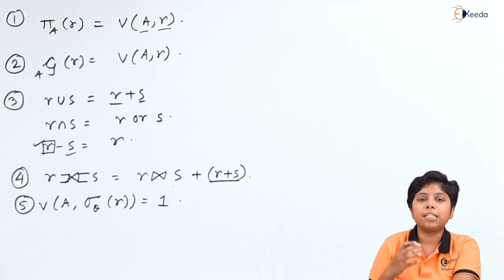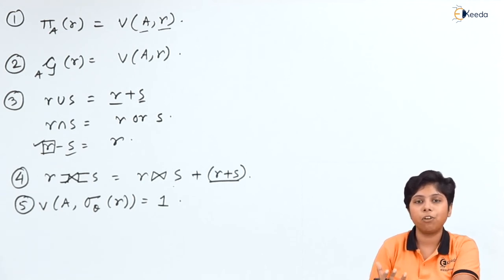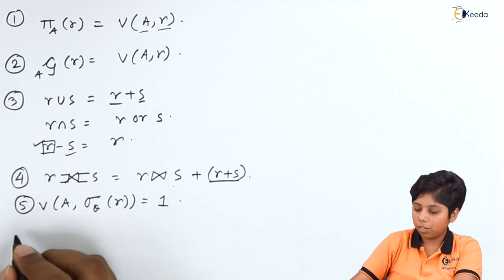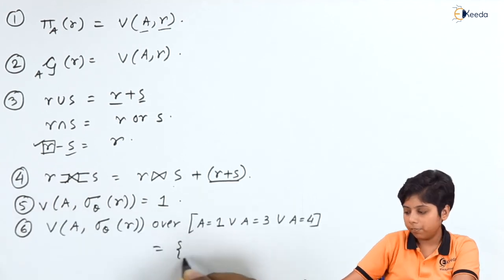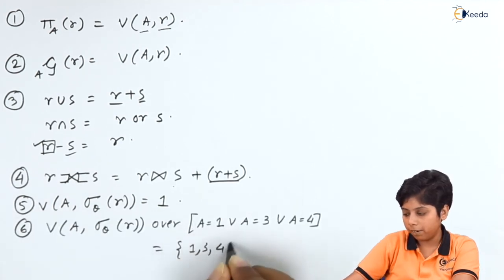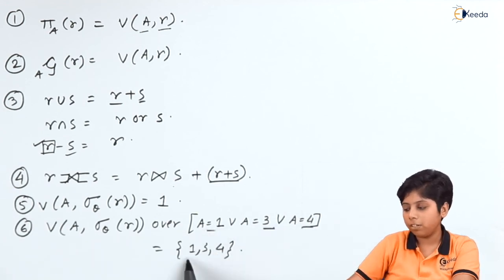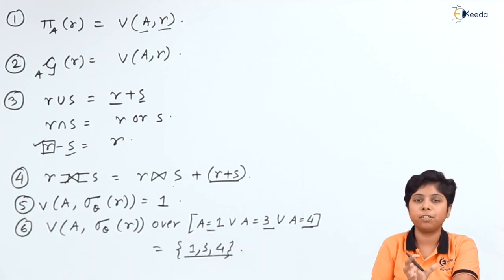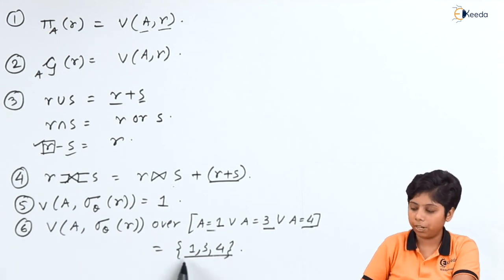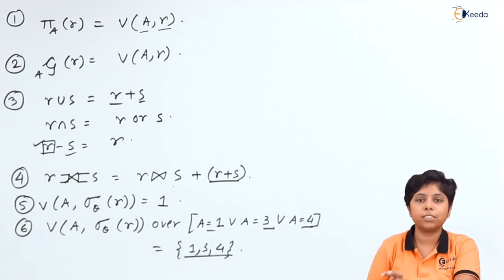Now, if it is a conjunction or disjunction of a particular value or a range of values, then the size will be the size of the set of all the values in the result set. So if it is, then it will be the set of 1, 3, and 4. So if it is ranging on some specific values or it is in a comparison range, then it will contain the range or the values, that is the size of that particular set of values.